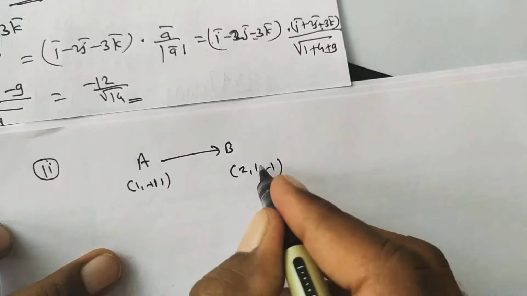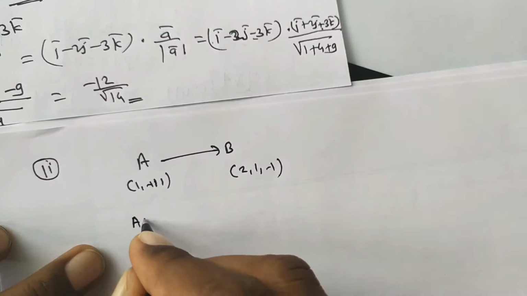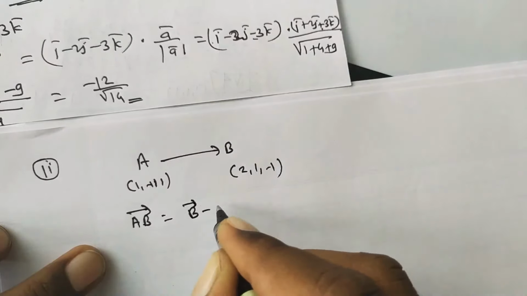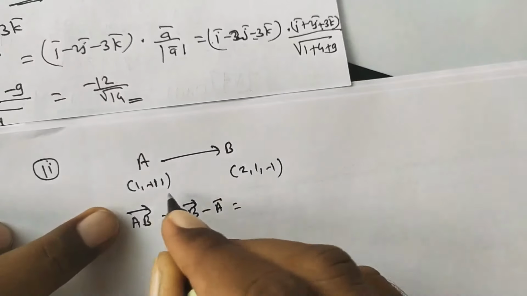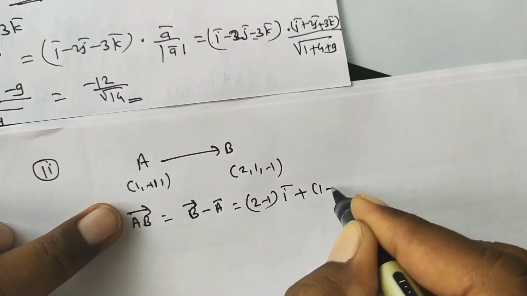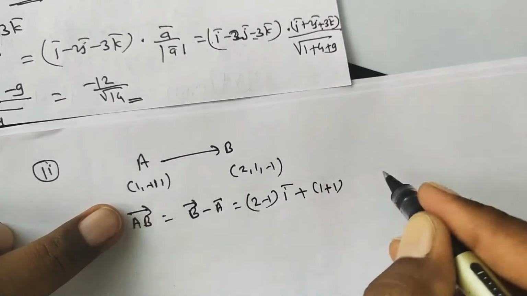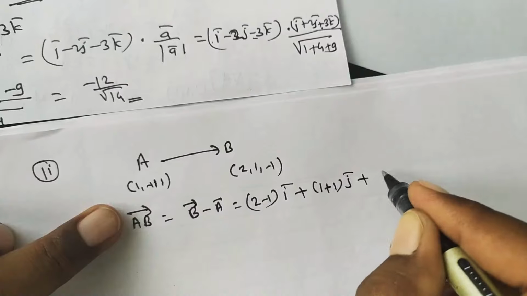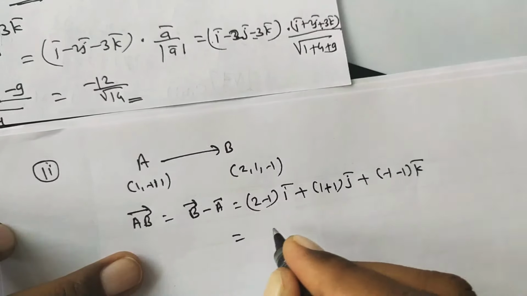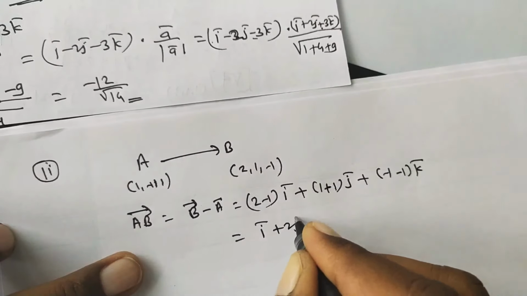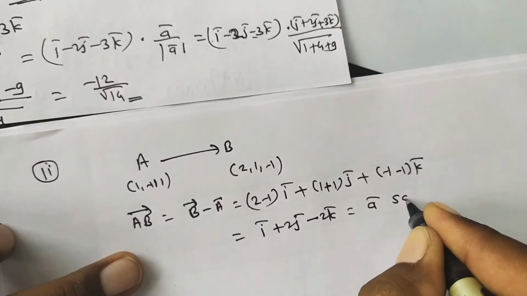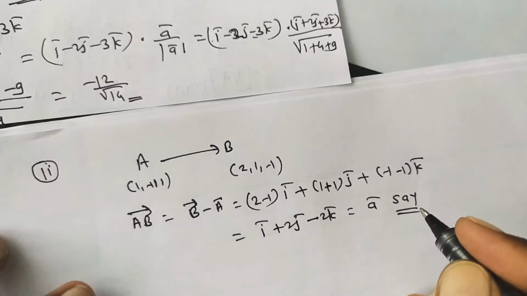So towards the point B means you have to find the position vector AB here, and position vector AB is vector B bar minus A bar, that is 2 minus 1 into i bar plus 1 plus 1 into j bar, and plus minus 1 minus 1 into k bar. So after simplification, this is i bar plus 2j bar minus 2k bar equal to A bar. This is the directional vector.